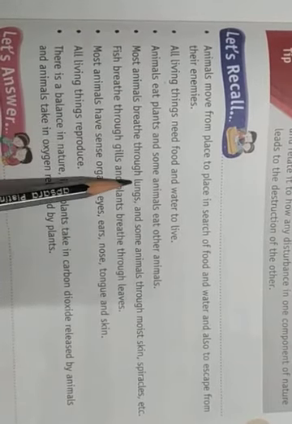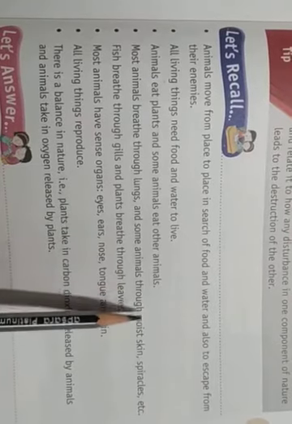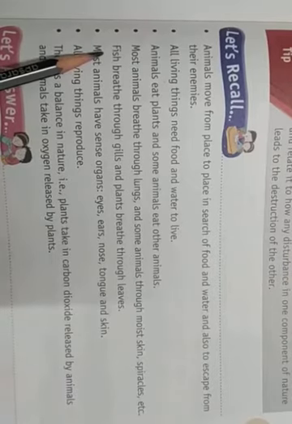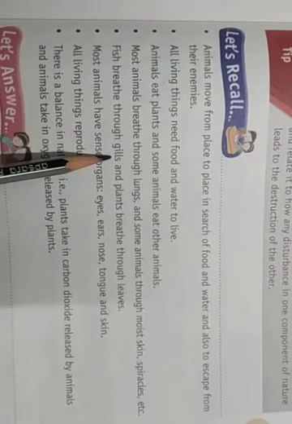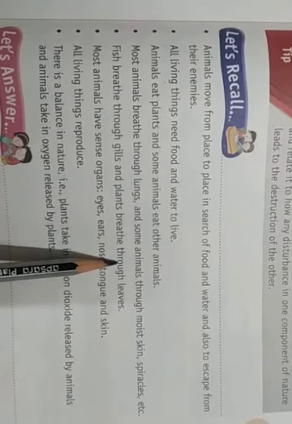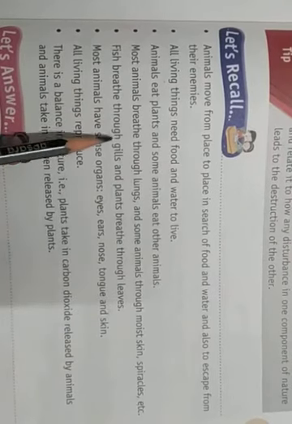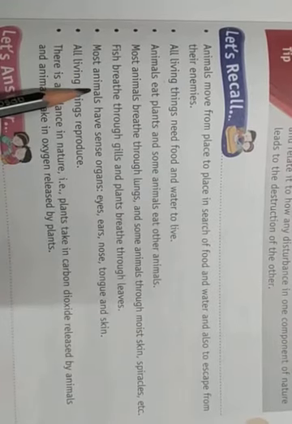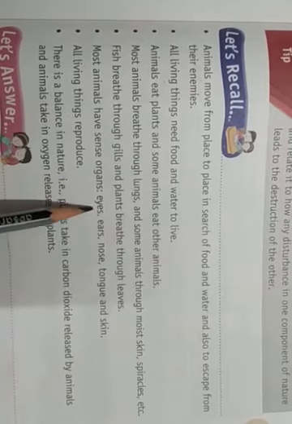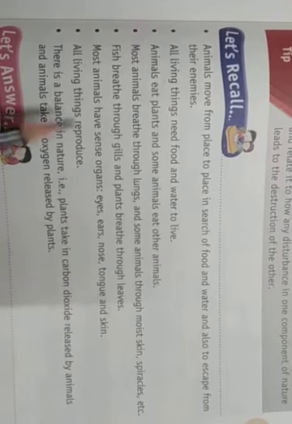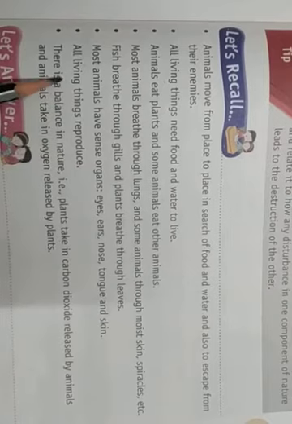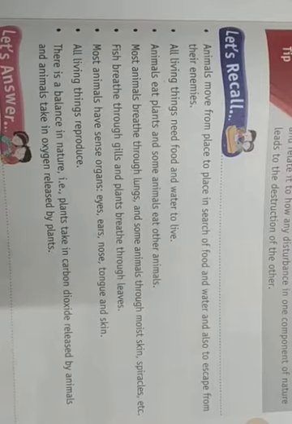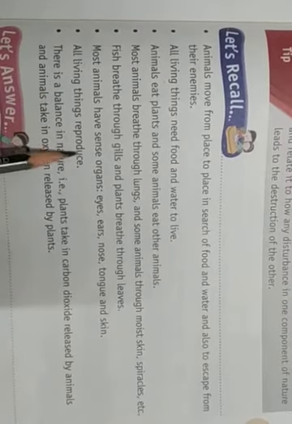Most animals breathe through lungs and some animals through moist skin, spiracles, etc. Fish breathe through gills and plants breathe through leaves. Most animals have sense organs: eyes, ears, nose, tongue and skin. All living things reproduce.